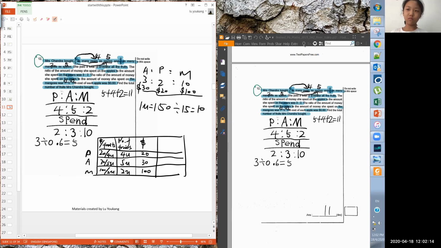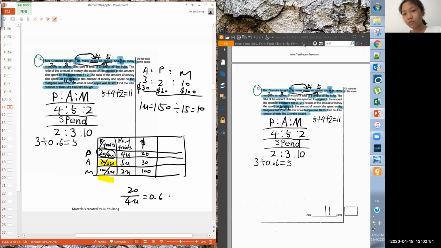So basically this is the cost per pear. This is the cost per apple. And then last one is the cost per mango. Okay, so now the question says what? The cost of each apple was 60 cents. So that means 20 divided by 4u is 60 cents, or 0.6. So you can find out 1u already.